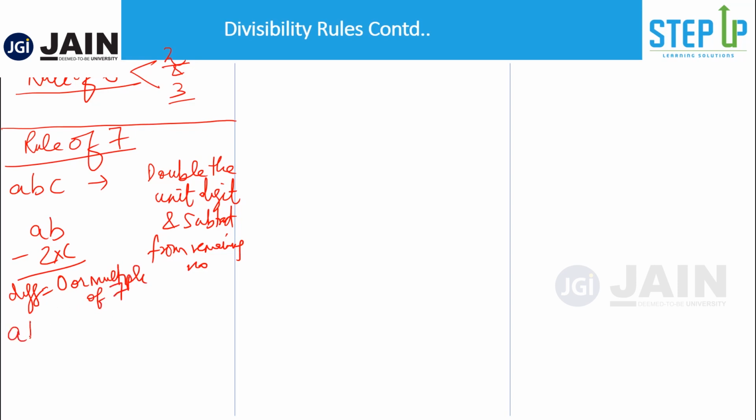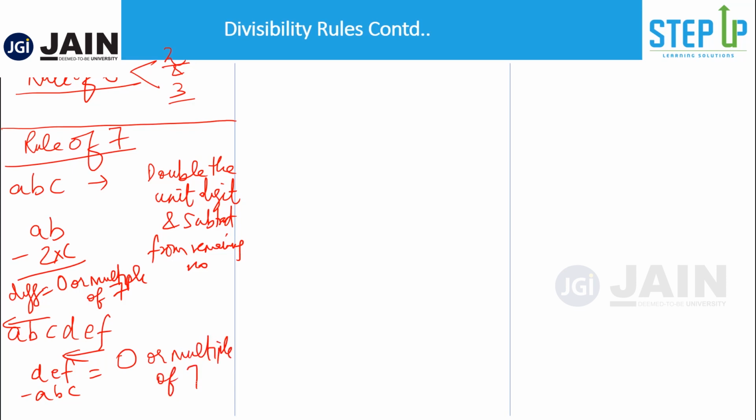But what if the number is big, of the format A, B, C, D, E, F? If it is a 6-digit, 7-digit, 8-digit or 20-digit number, you cannot use this rule, because it is going to take a long time; ultimately you're left with this minus 2F and then you have to check again. So what you can do is make groups of 3 digits each, starting from the rightmost side. That means you take DEF minus ABC. If this difference is 0 or a multiple of 7, the number is divisible by 7. If not, it's not divisible by 7.